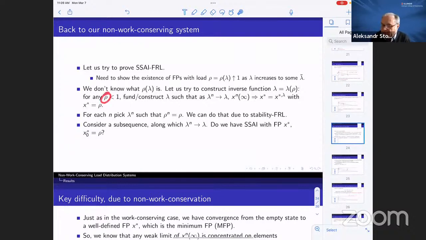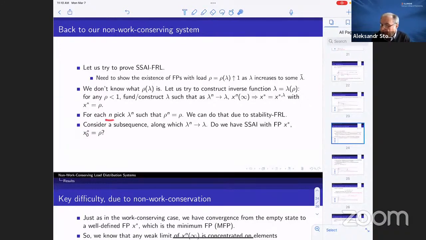Suppose we fix some load rho less than 1, any rho less than 1. If we can construct lambda such that when lambda_n goes to lambda, your sequence of stationary distributions concentrates at some point with load rho, then we are done. So if we can construct this inverse function, we are done. Let's start moving in this direction.